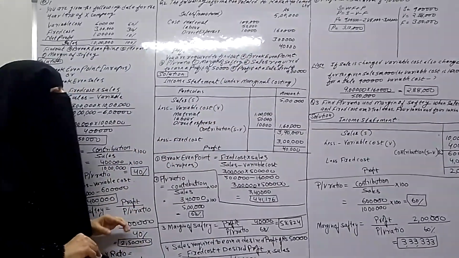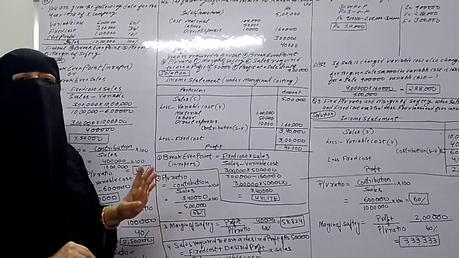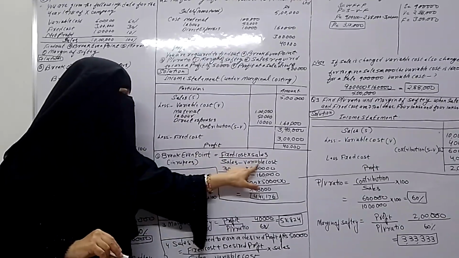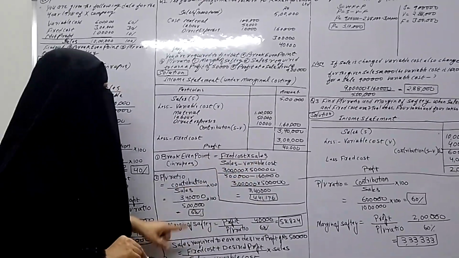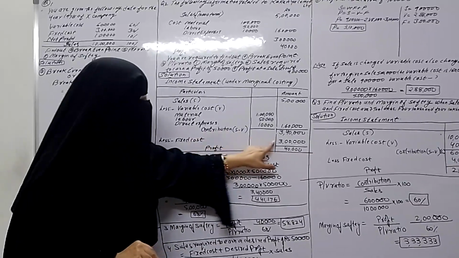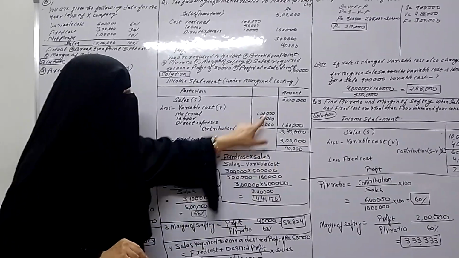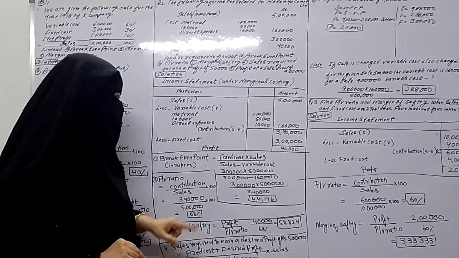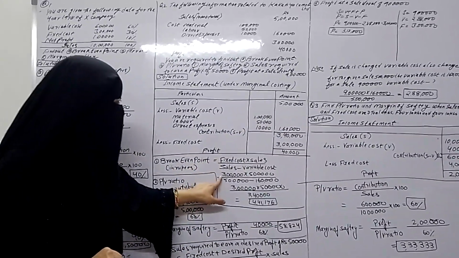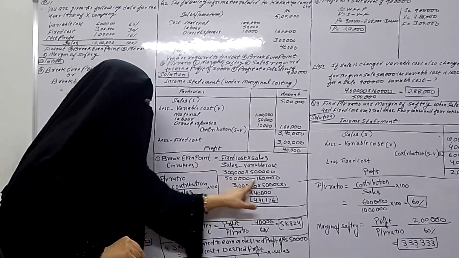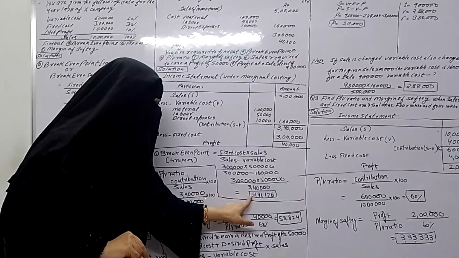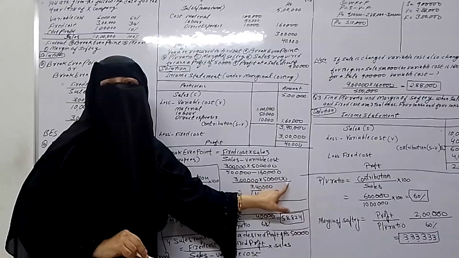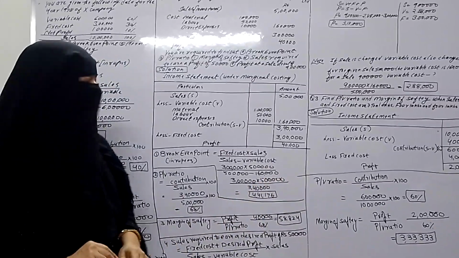Now break even point. Break even point in rupees. Formula is fixed cost into sales by sales minus variable cost. We have fixed cost 3 lakh. We have sales 5 lakh. Variable cost 1,60,000. So 3 lakh into 5 lakh by 5 lakh minus 1,60,000. We get 4,41,176. This is our break even sales.